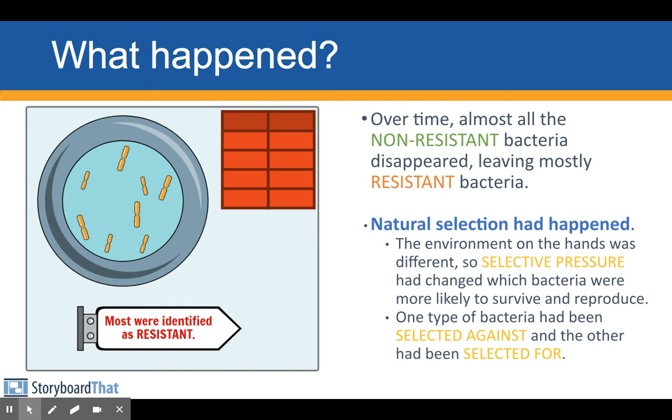So the resistant bacteria have an adaptation. They do not adapt. They have an adaptation. They have a trait that has occurred since that little bacterium came into existence. So they have an adaptation that allows them to be more likely to survive and reproduce in this environment.